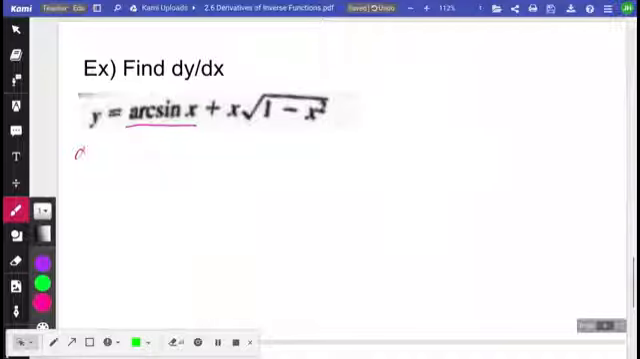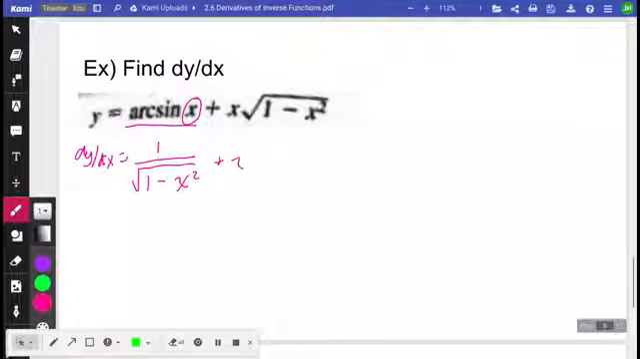So dy over dx is equal to the derivative of arcsine. This is your u, which is nice. The derivative of x is just 1 all over the square root of 1 minus your u squared. And that doesn't even simplify. So it's really, really nice. All right. Then we have plus, and we have to product rule this.